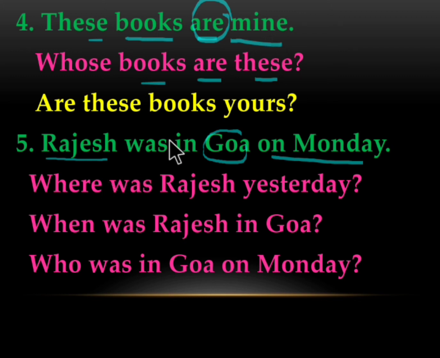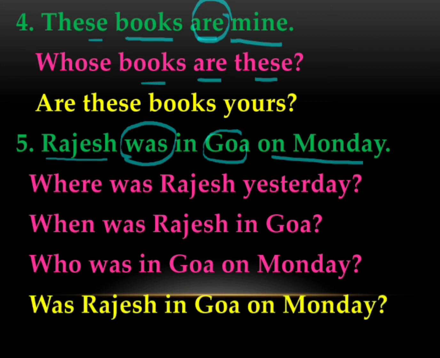Now, Rajesh was in Goa on Monday. Here, the auxiliary verb is "was." So, begin the yes or no type of question with "was." And the question is, was Rajesh in Goa on Monday? Yes, Rajesh was in Goa on Monday. You get the response. I hope you understood.